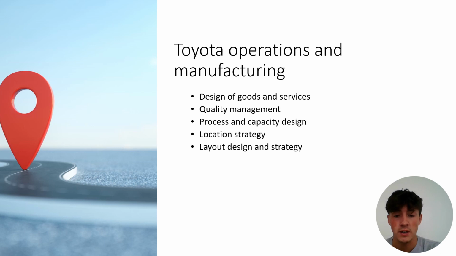Toyota operations and manufacturing. They have design of goods and services. They have quality management. They have a process and capacity design. They have a location strategy and a layout design strategy. Toyota uses technological innovation and high-quality products to handle this operational management strategic decision area. The business makes use of its R&D expenditures to guarantee cutting-edge characteristics in its items. Toyota incorporates the requirements of the dealership staff when planning the after-sales services.